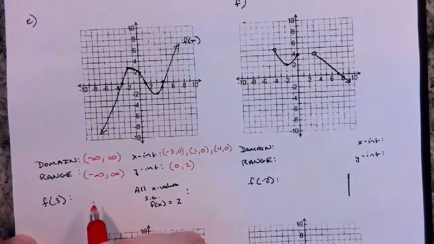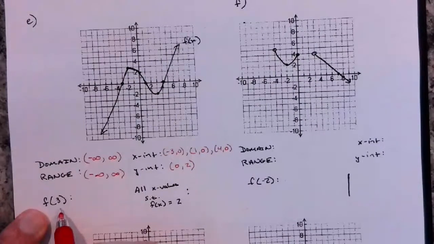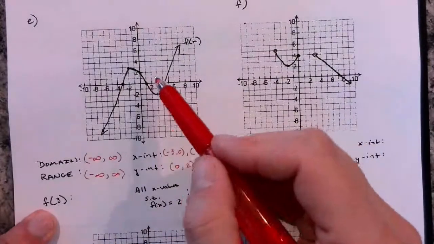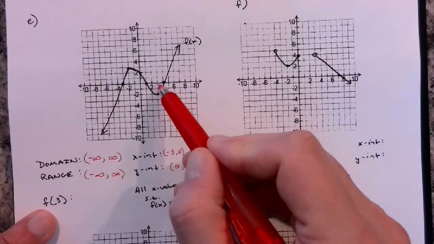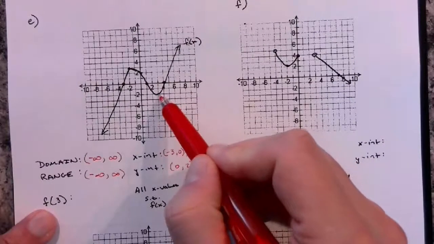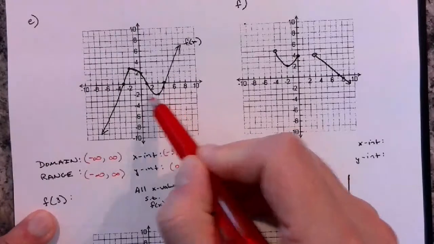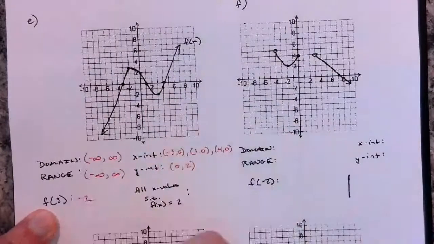We'll answer this question down here, f of 3. f of 3 is saying when x equals 3, what's the associated y value? Well, when x equals 3, here's 3. The y value there looks like it's -2, right, following that across.